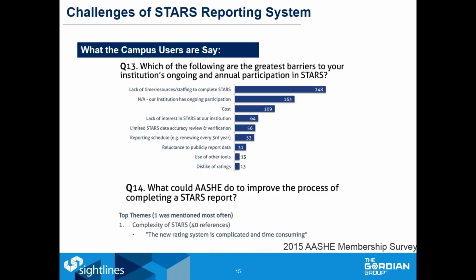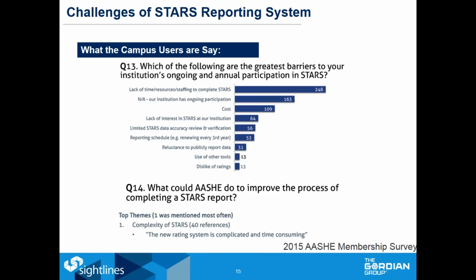So they asked in the membership survey, what are the greatest barriers to your institution participating in STARS? And the number one answer they got was that we don't have the time, resources, and staff to complete it. Just like you folks said at the very beginning poll, that 33% who said, I don't have enough people and we don't have enough time. That's what we hear universally on college campuses.